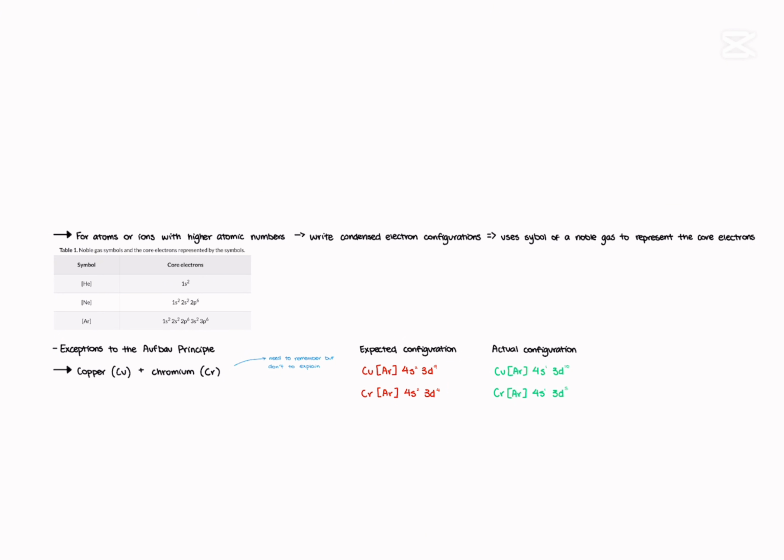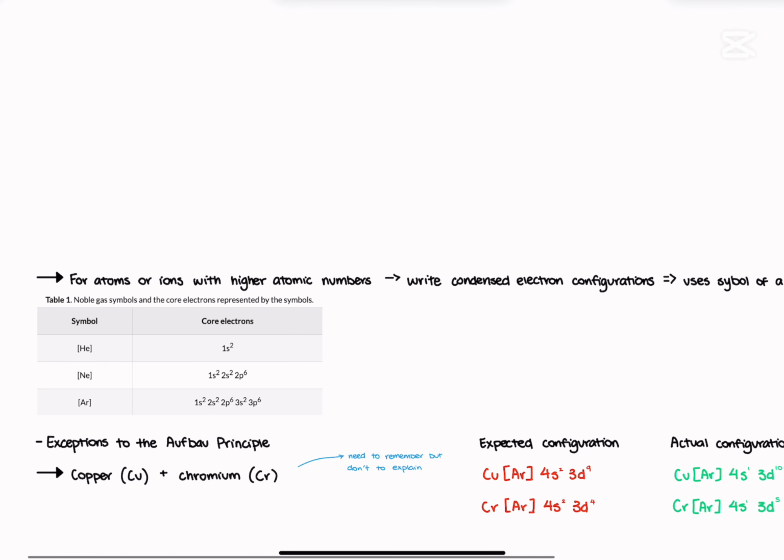But for atoms or ions of higher atomic numbers, we can write a condensed electron configuration, which uses the symbol of a noble gas to represent the core electrons, and you just write out the rest of the valence electrons. So in the table here on the side, it shows you the electron configuration for 3 example noble gases. So for example, if I were to write a condensed electron configuration for magnesium, I would write the symbol for neon, and then I would write out the 3s2 to represent the 2 valence electrons.